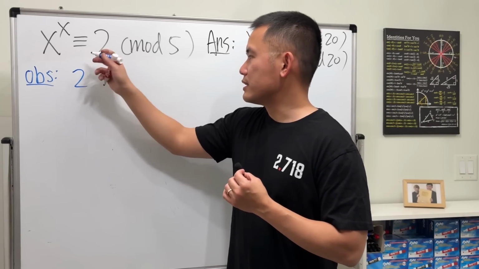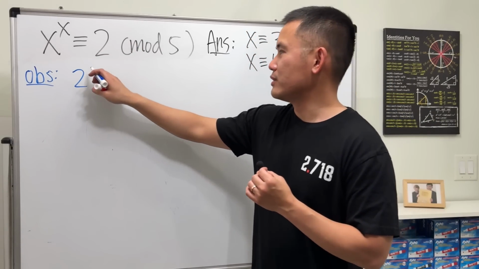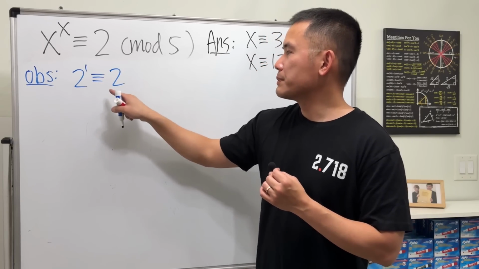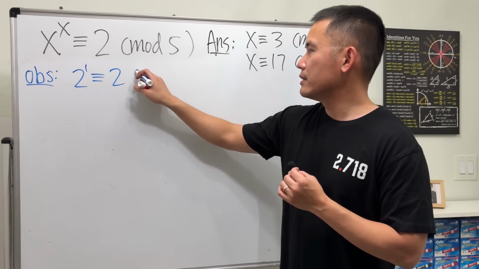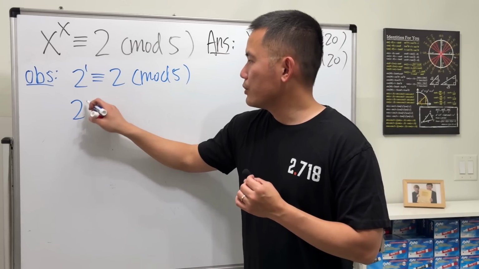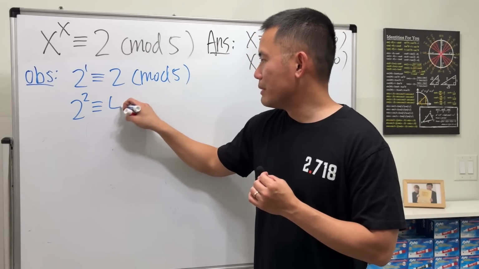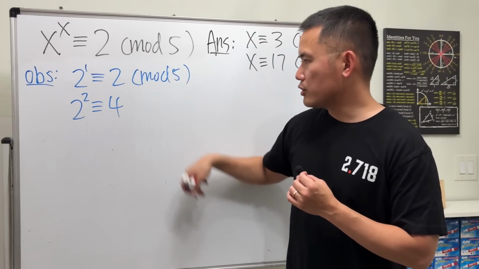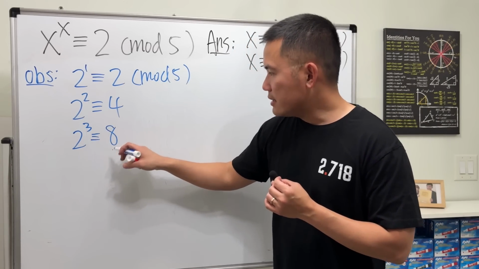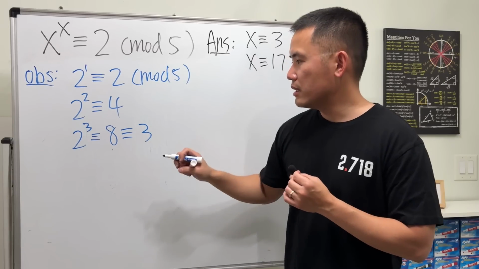If I start with 2 to the 0, let's not look at 0, that's just 2 to the 1. So 2 to the first power is equal to 2, of course. So they are congruent to each other, mod 5. Now if I do 2 to the second, usual math says it's just 4, and then it's all mod 5. 2 to the third is 8, but if you mod 5, you get 3.